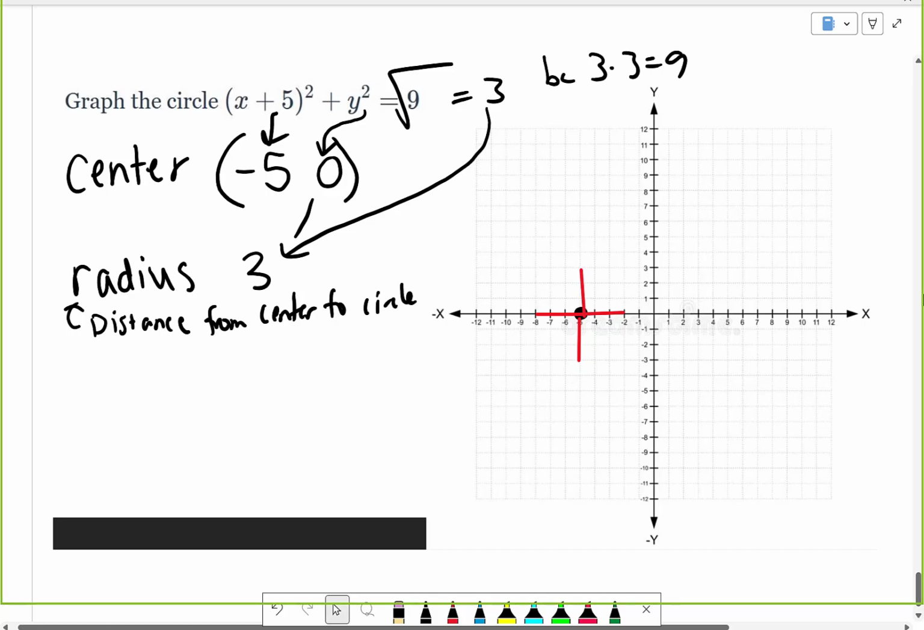There we go. Okay. So now we can connect the lines. I'm going to go from here, here, here, here. Ooh, not perfect. All right, and then that's my circle. It should be touching -8.